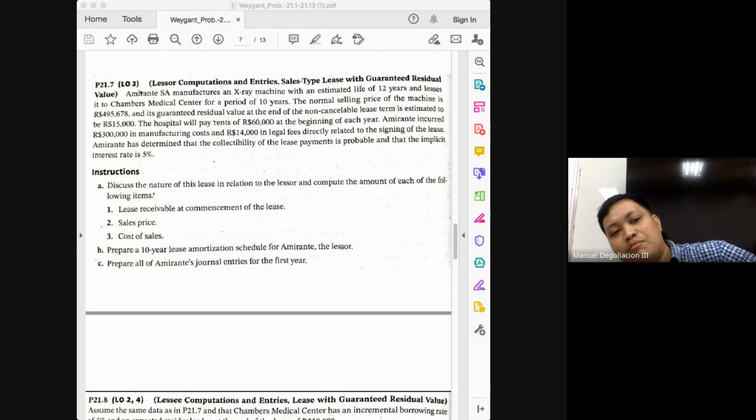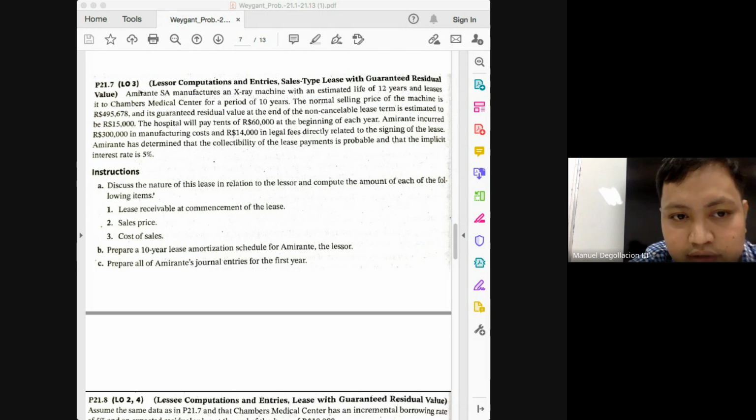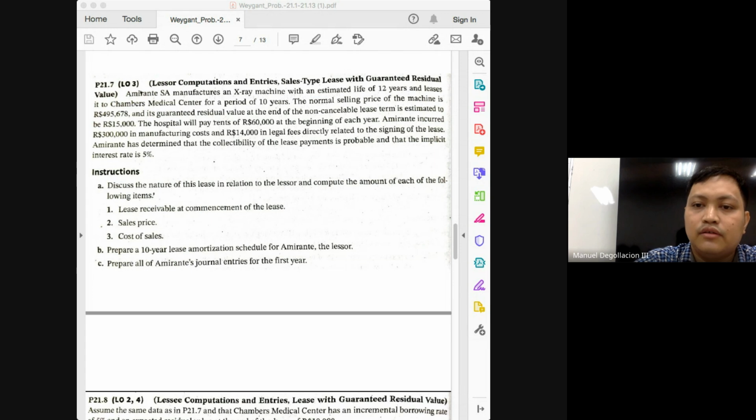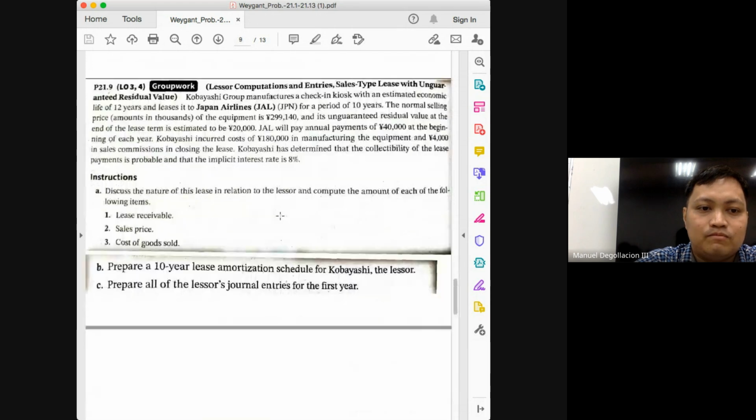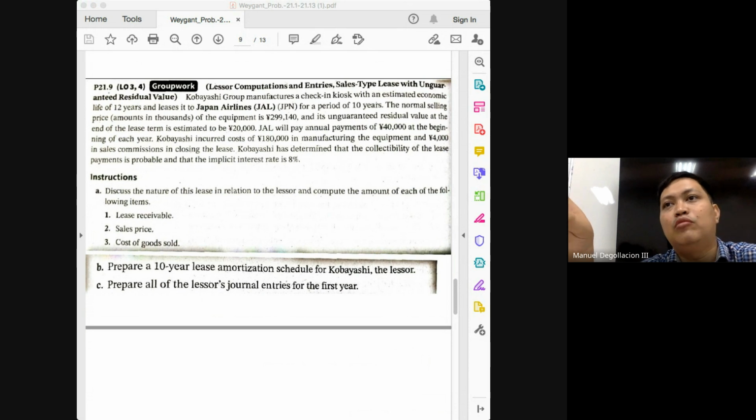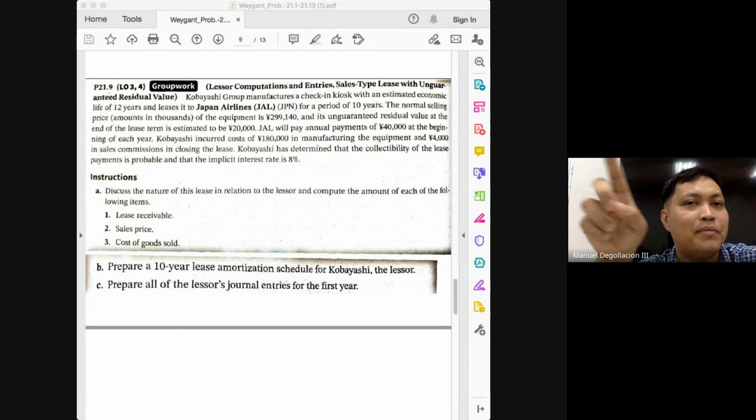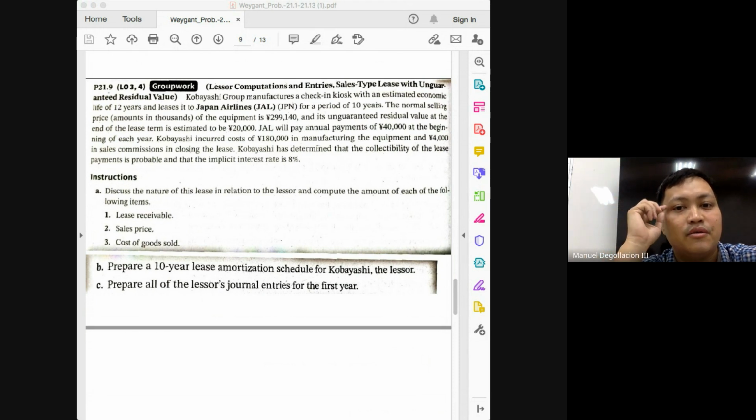Okay? Let's proceed to problem 21.9. Very quickly, I'll give you the answers and brief explanation. So I hope you understand why you cannot rely on the amortization schedule, because the amortization schedule is for January 1. And what was being asked is for December 31. Okay? The schedule of your amortization would depend on the schedule of the payments.